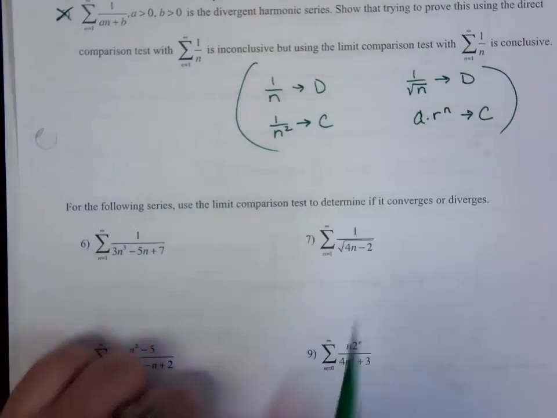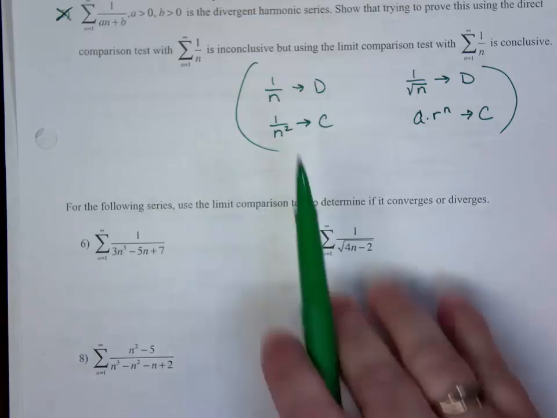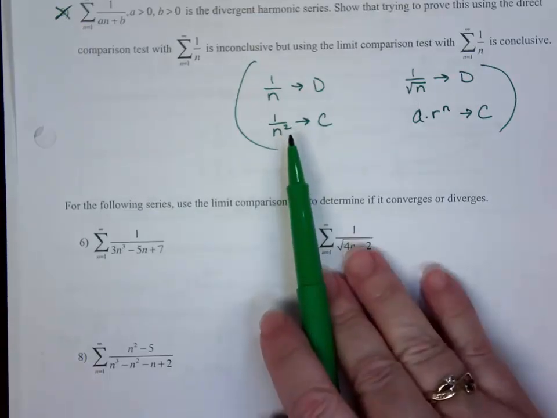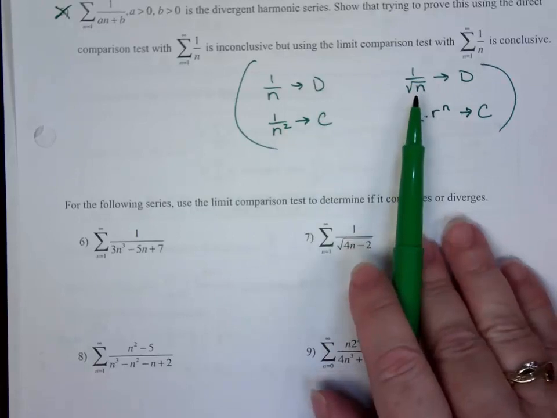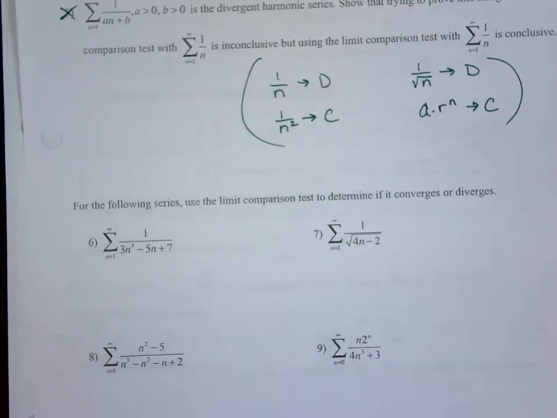So these are our basic choices. You can change the exponent on n for the p-series ones to be whatever you want. If n squared doesn't work, you could use n to the 6th if you wanted to. But the point is, you're choosing an exponent that's bigger than 1 here and smaller than 1 here. Okay? So let's take a look at number 6.